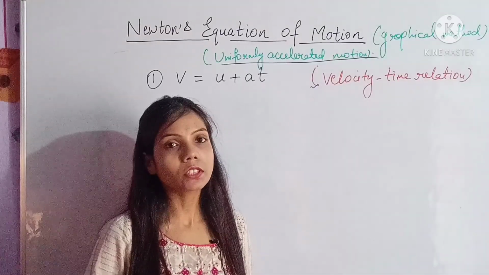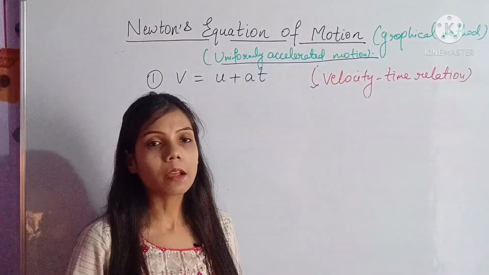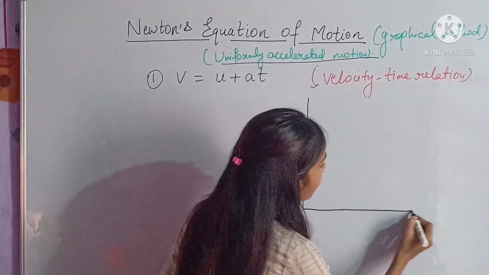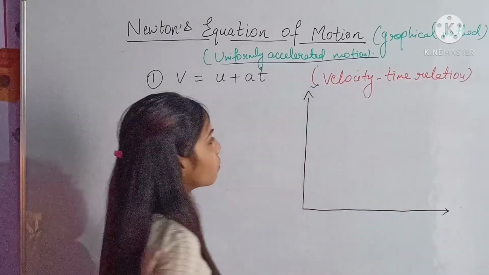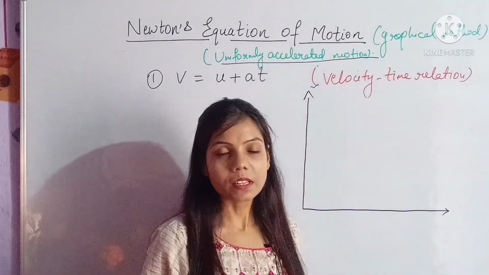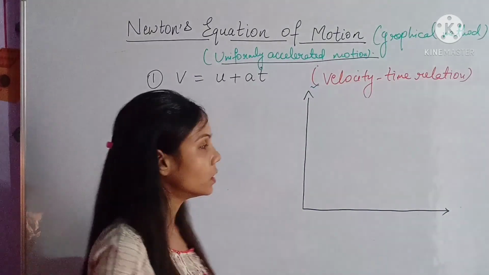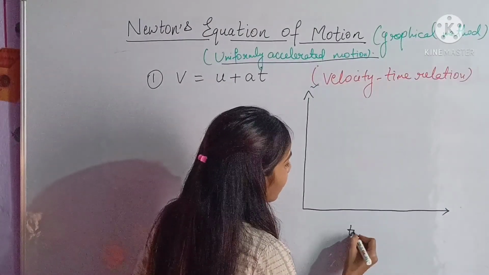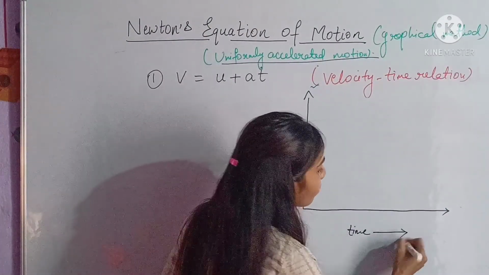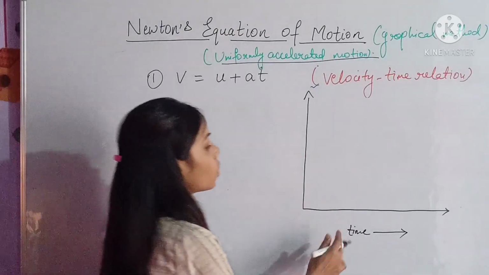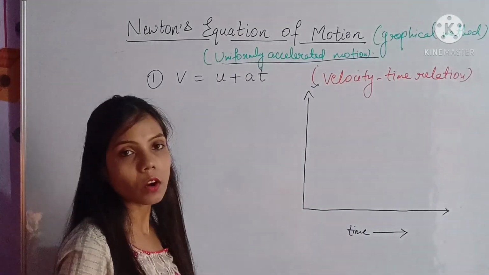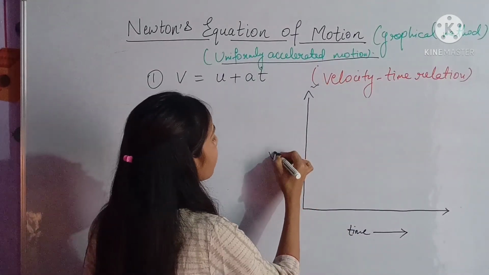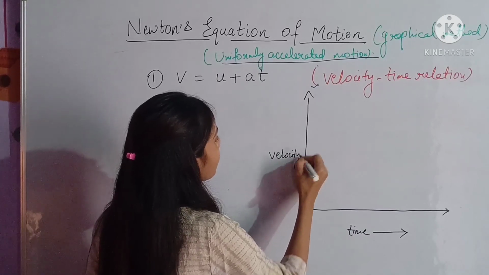So first of all, derivation of the first equation, that is velocity time relation. The very first thing we will do is plot a graph, and this graph we will be using for the next two equations also. The same graph we will be using for all the three equations. In all the equations we will have the velocity versus time graph. So the suitable axis for taking the time is the horizontal axis. Here I have taken the time, and this vertical axis will be taken for representation of velocity.